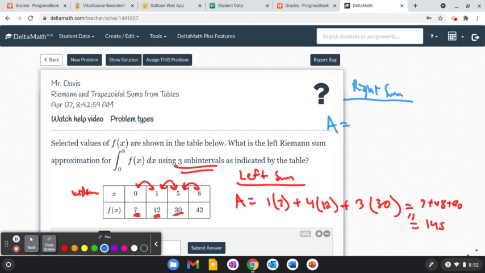our area, well, our delta x would still be the same. Our width is still the same. It's still 1. But instead of choosing the left one, we're going to choose the right one. So we'd actually use 12. So 1 times 12 plus our next one is 1 to 5, so that'd be 4. And then again, we're going to choose the right one of these two. Okay, the right one is now 30, plus our delta x there, our width is 3. And we choose the right one, which is 42.